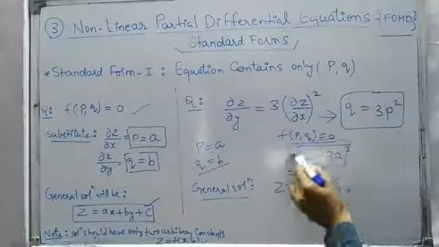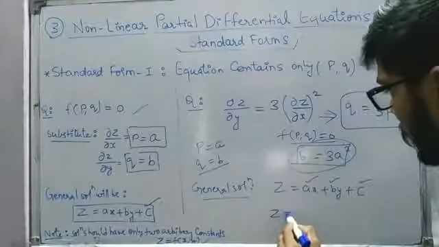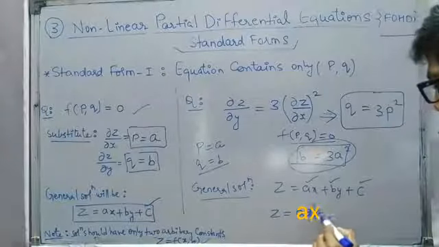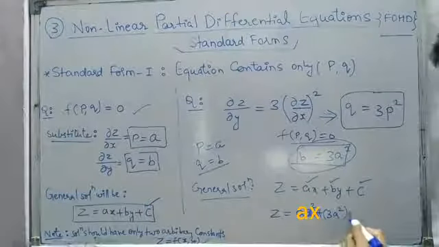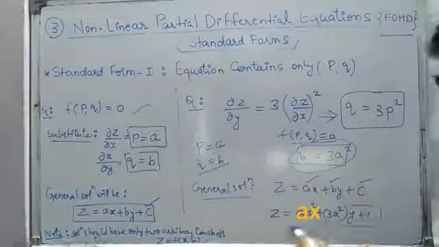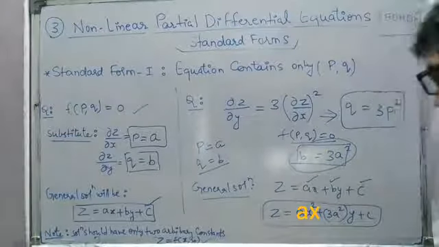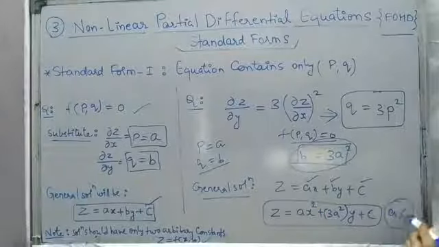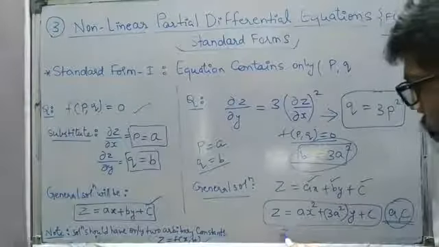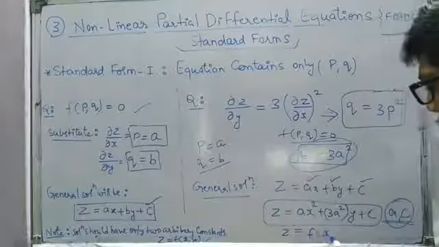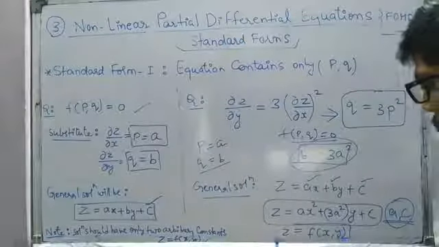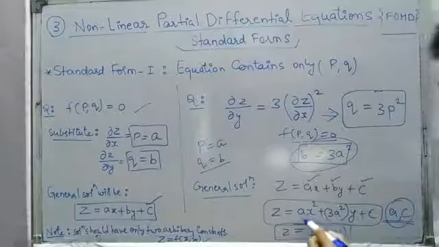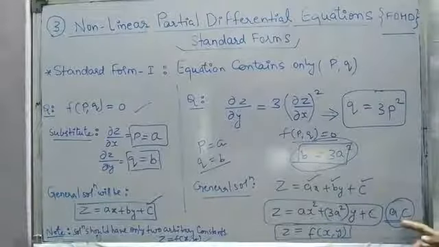So we have the expression b = 3a². So let us substitute b as 3a². So we have the general solution as z = ax + 3a²y + c. So we have only two arbitrary constants now, a and c, and the general solution z is nothing but a function of x and y. So that's what we have to come up with, because we have a function of x and y only with two arbitrary constants.